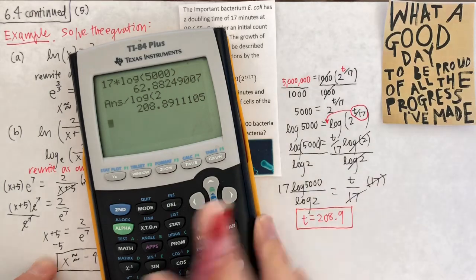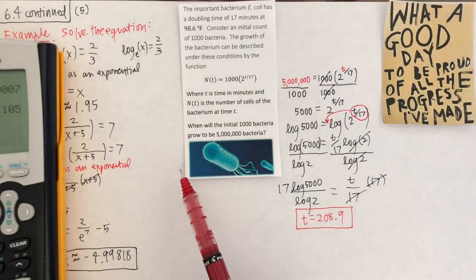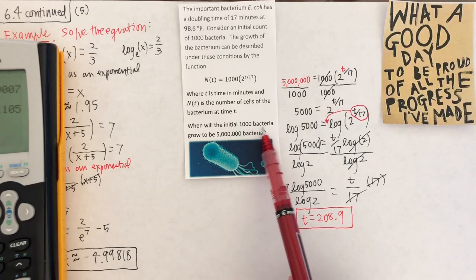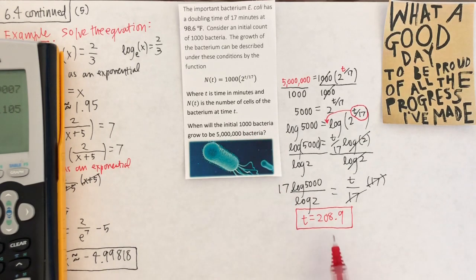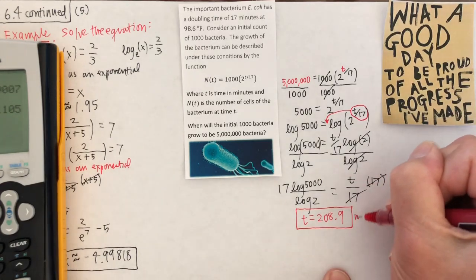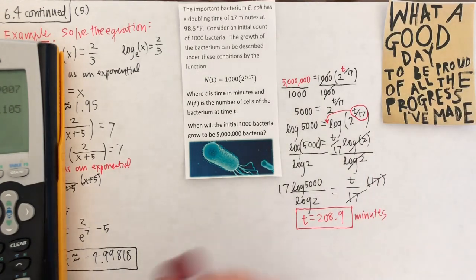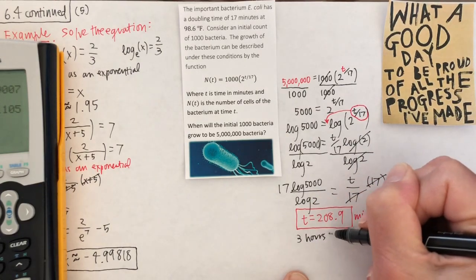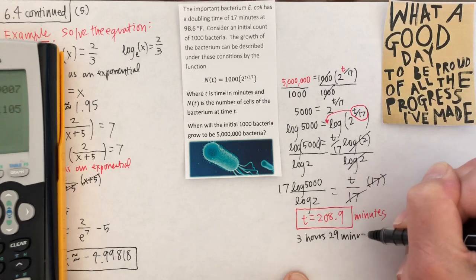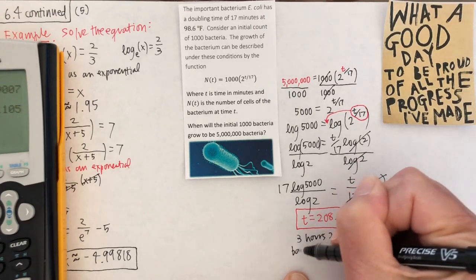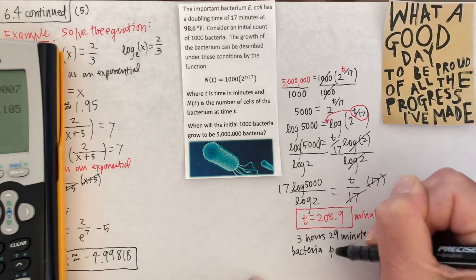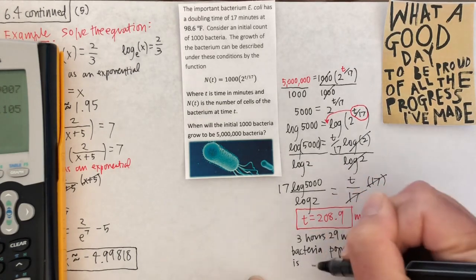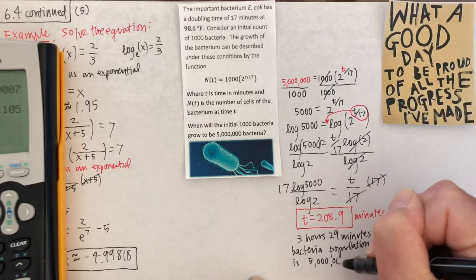Let's see, t was in minutes. So this bacteria is growing pretty quickly. And what started out as 1,000 bacteria grows to 5 million bacteria in this many minutes. That's pretty quick. So in about 3 hours and close to 29 minutes, the bacteria population is 5 million. That's really quick.